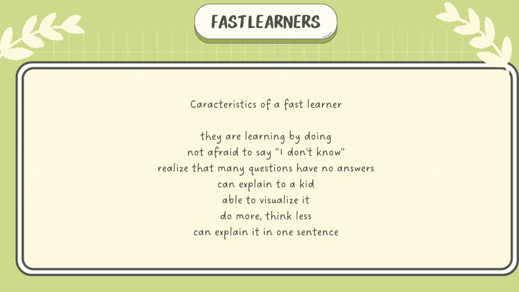The characteristics of a fast learner are: they learn by doing, are not afraid to say I don't know, realize that many questions have no answer, can explain to a kid, are able to visualize, do more, think less, and can explain it in one sentence. And they can easily feel bored if they are not kept busy with challenging work. Don't give the fast learner extra of the same work if they finish early, but provide different and additional activities that are cognitive and challenging for them to do.